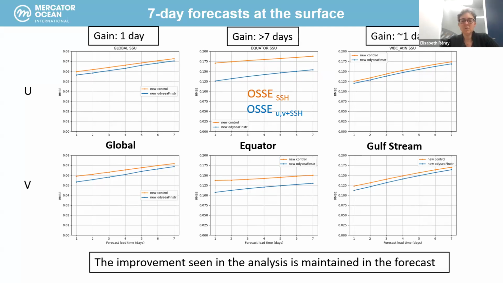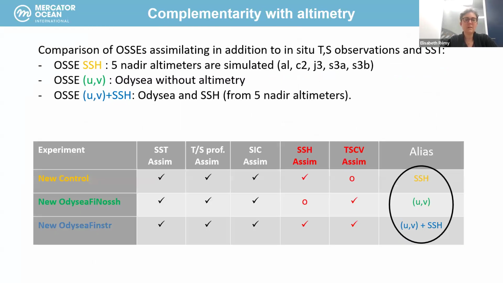And it's really at the equator, as we've seen in the maps, that the improvements are the highest, and they are kept over the 7 days. And in the Gulf Stream, the improvement is there, but it's smaller, but it's still kept over the 7 days. So somehow it means that what we corrected in our simulation seems to be coherent, and so it can be retained in these 1/4 of a degree simulations.